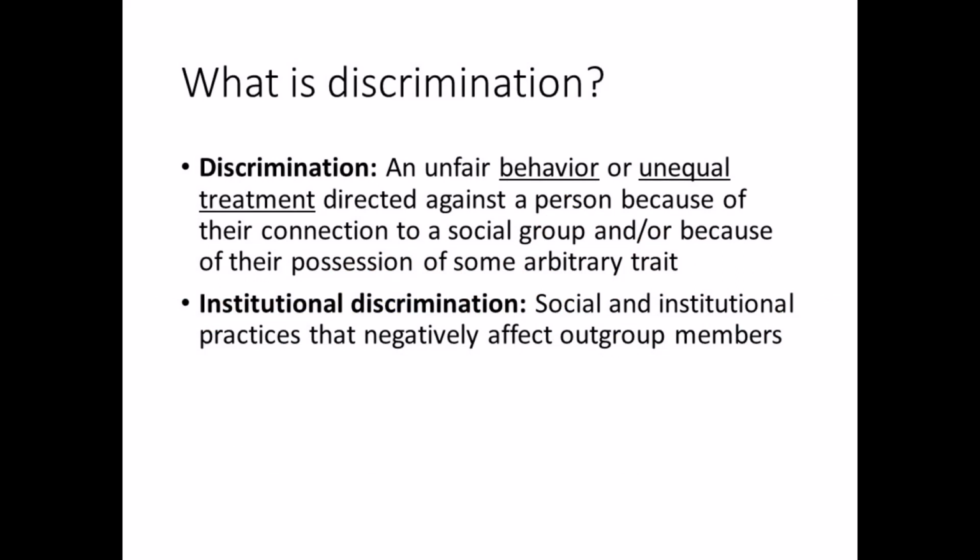Social psychologists define discrimination as an unfair behavior or unequal treatment that's directed toward a person because of their connection to a social group and/or because they are perceived to hold some arbitrary trait. Examples include harassment, inappropriate jokes, insults, offensive slurs, intentional avoidance, and acts of aggression or violence. Sociologists introduced the concept of institutional discrimination. This includes the social and institutional practices that negatively affect outgroup members.